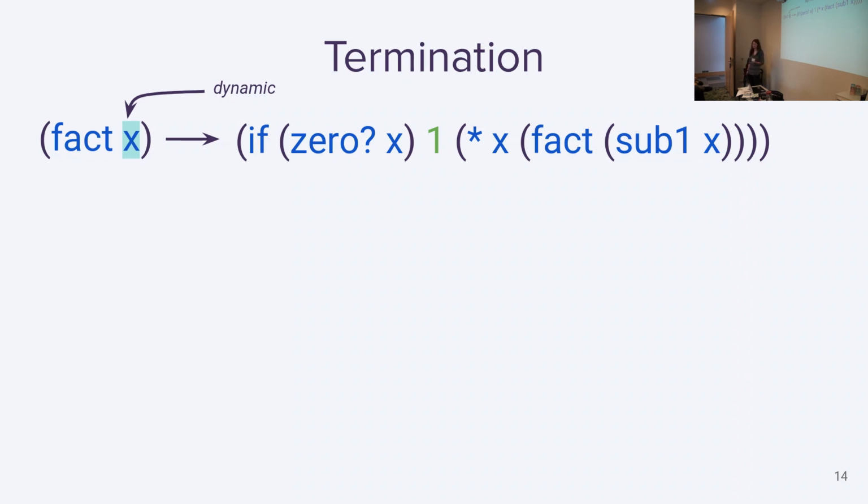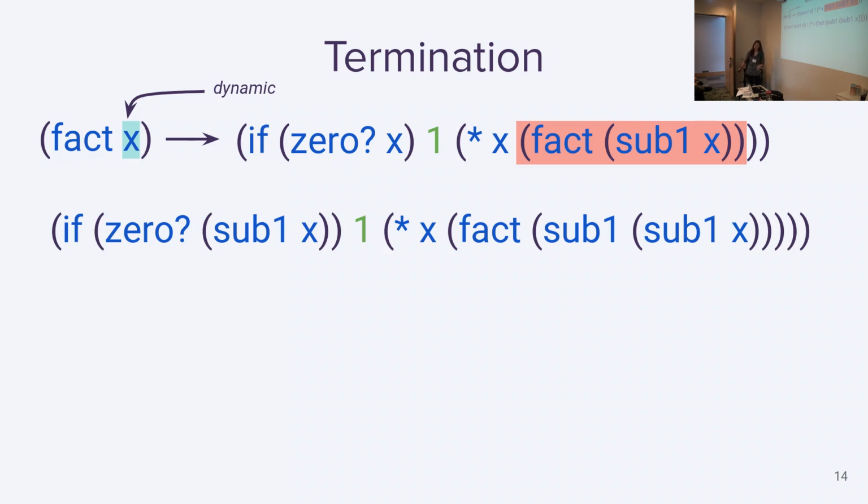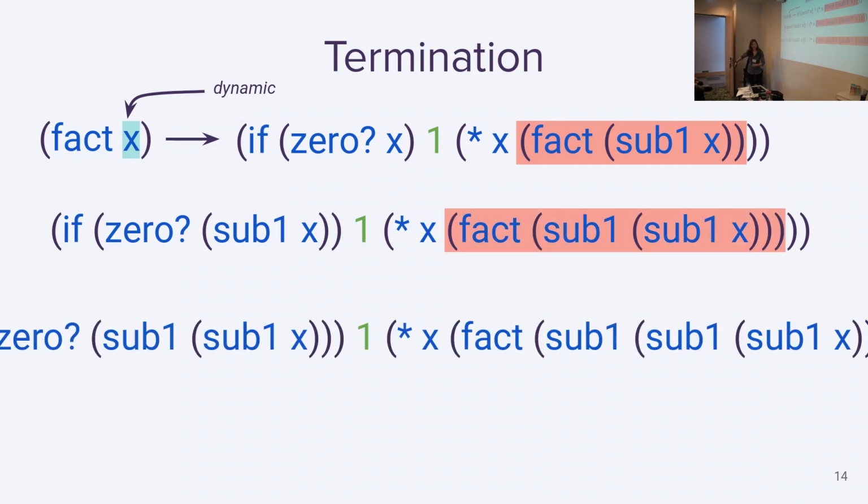So as we're partially evaluating this unfolded call, we get to another call to fact, now on sub1 of x. Well, our partial evaluator knows what to do with this. We unfold the definition of fact, replacing every instance of the function argument with sub1 of x, and partially evaluate that. And as we're partially evaluating that, we get to another call to fact, and I could go on forever.